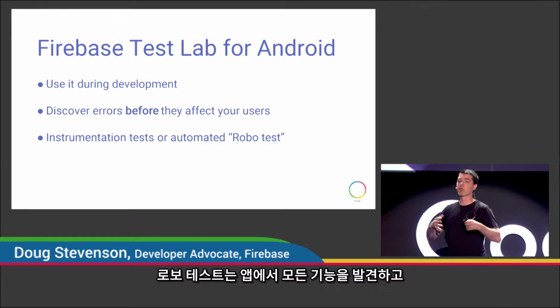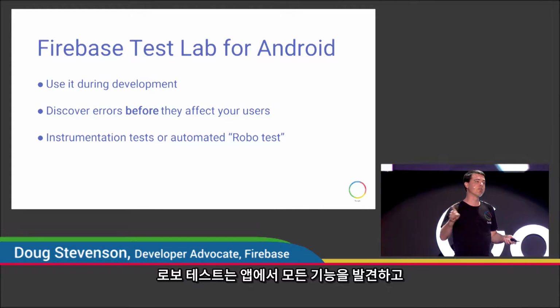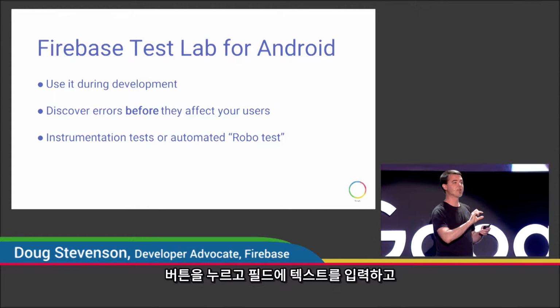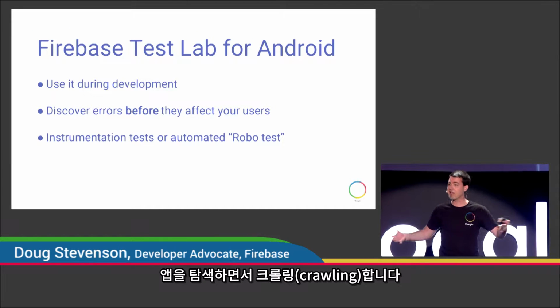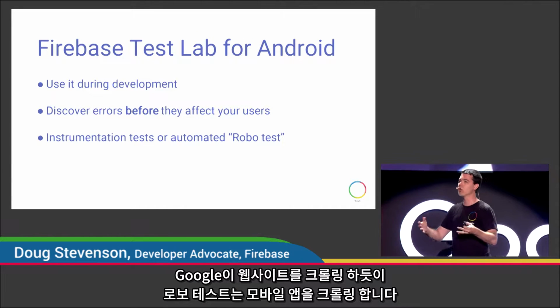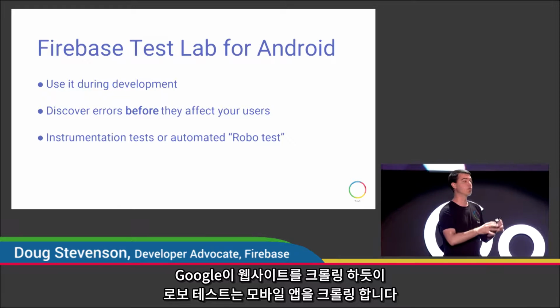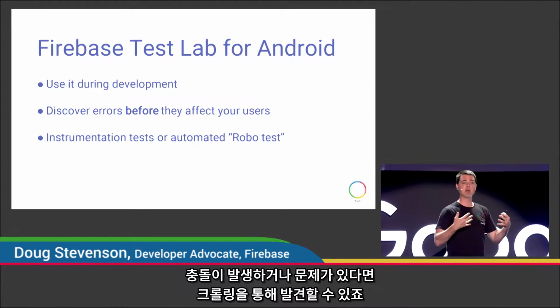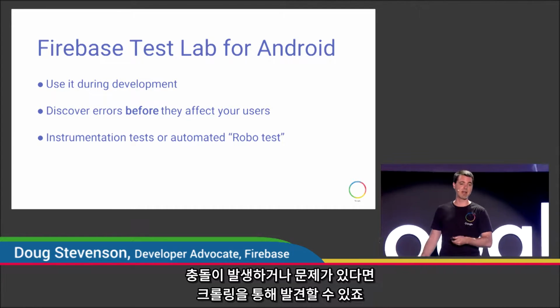So what a robo-test will do is discover all the features in your app and push the buttons, enter text into fields, navigate and crawl your app. In the same way that Google crawls your website, a robo-test will crawl your mobile app. And if there are any crashes or any problems, you can find out about it that way.